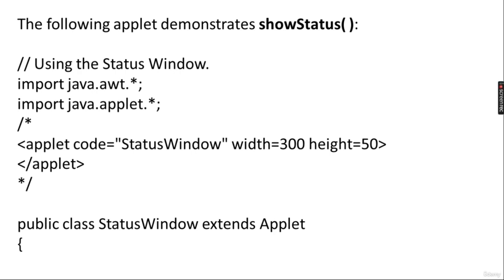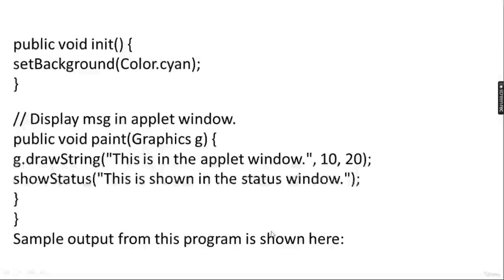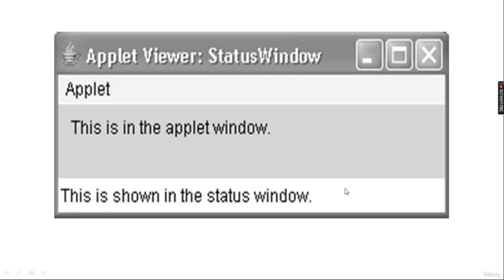Now we will see the showStatus method. The applet code is StatusWindow. This name is the same as the class name, you have to notice it, which extends Applet. In init, the background color is set to cyan. Then paint is called. Paint is defined over here. This is the applet window, 10, 20. showStatus, this is shown in the status window. So this is the status window.